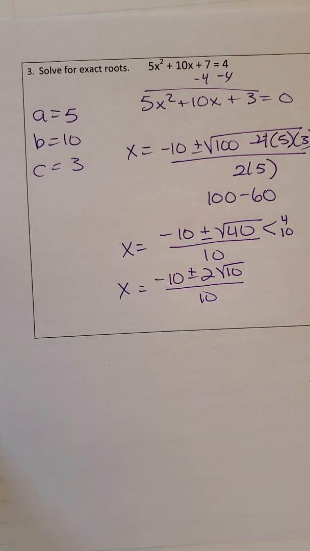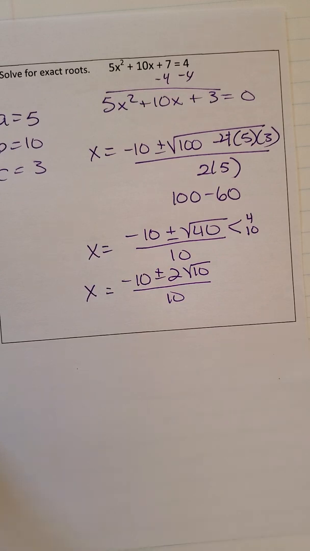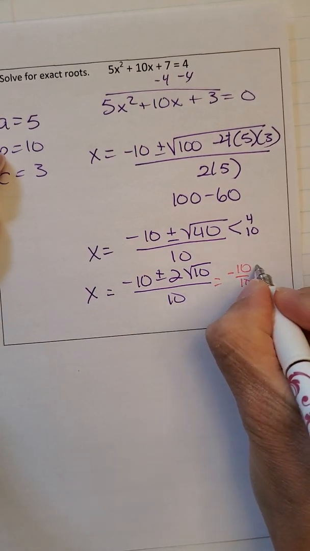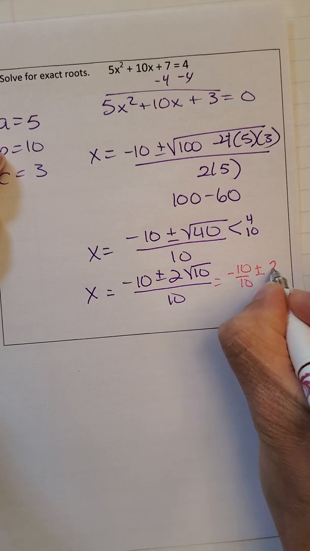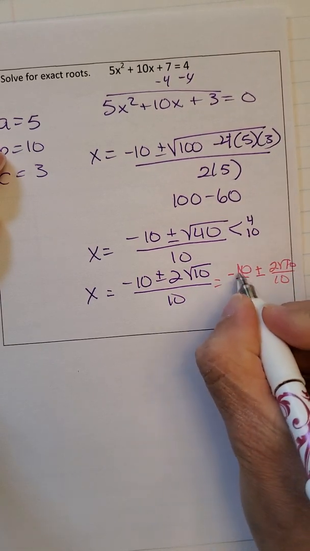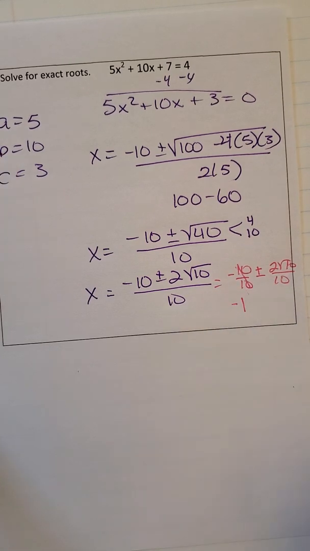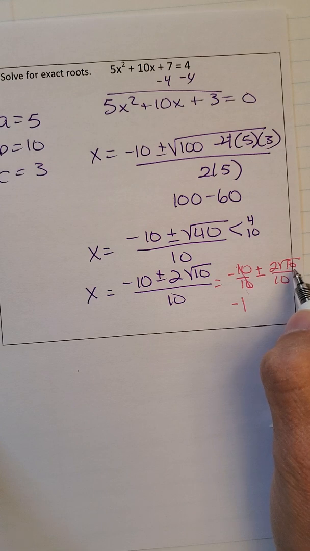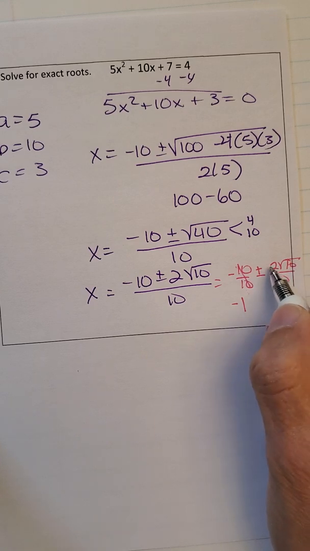Now I'm going to split it up into 2 fractions again. Remember when I did that a little bit ago? So I get negative 10 over 10 plus or minus 2 radical 10 over 10. Now be careful here. Here the 10s cancel because those are both actual 10s. This is not a 10. This is the square root of 10. The square root of 10 is like 3.1. That's not a 10. It doesn't cancel with this 10. Something inside a square root does not cancel with something outside a square root. But I can cancel outsides.